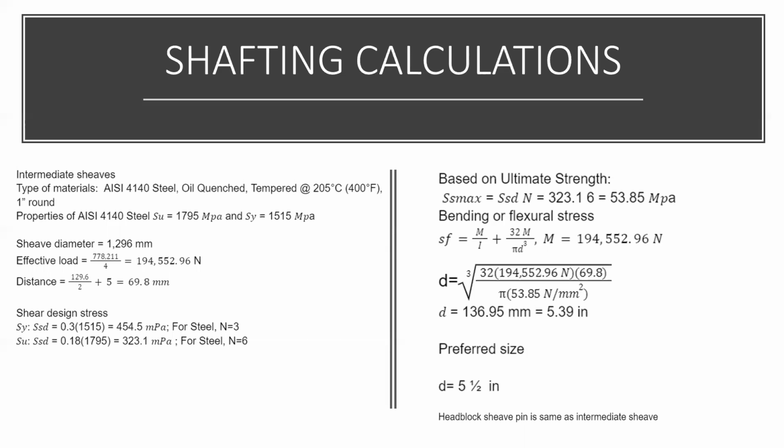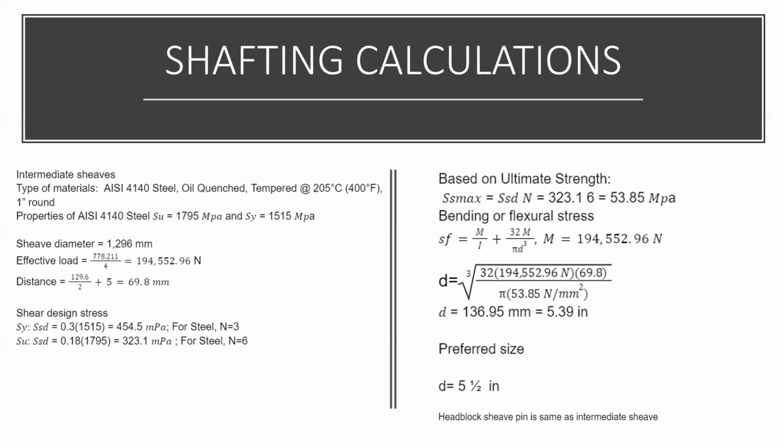For the type of material used, we chose the AISI 4140 steel, which is oil quenched and tempered at 205 degrees Celsius. We chose this because it has a high ultimate strength at 1,795 MPa and a yield strength at 1,515 MPa. For the sheave diameter, we have 1,296 mm and an effective load of 194,552.96 newtons. For the distance, the computed value is 69.8 millimeters.